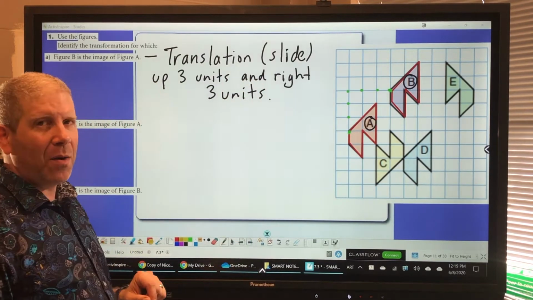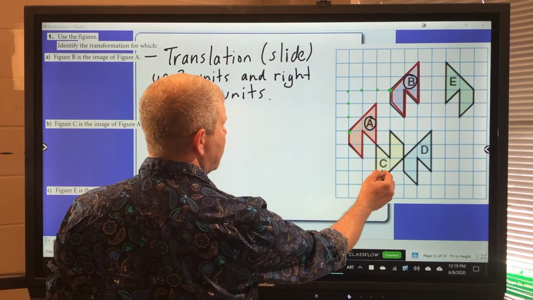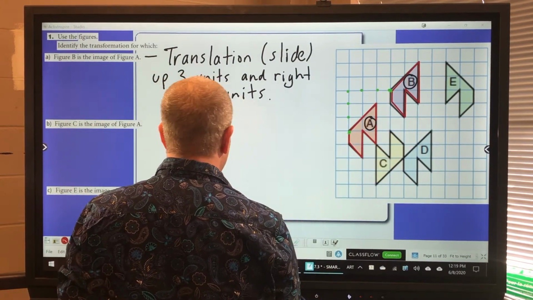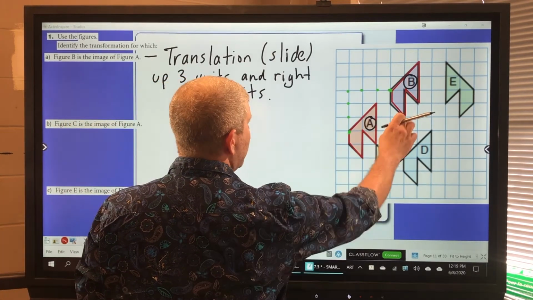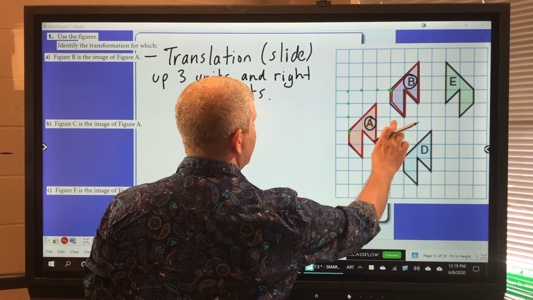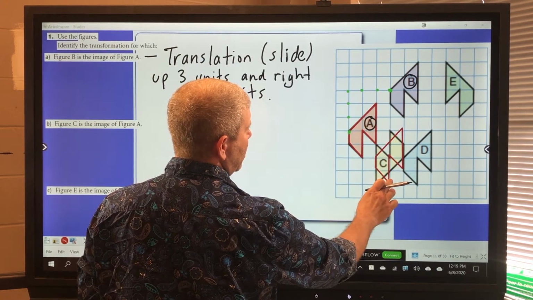Let's look at B now. For B, figure C is the image of figure A. So we're moving from A over to C. Now in this case, we can see that we can't slide. If I'm going to pull my original shape over here, we can't slide that. That's not going to work.